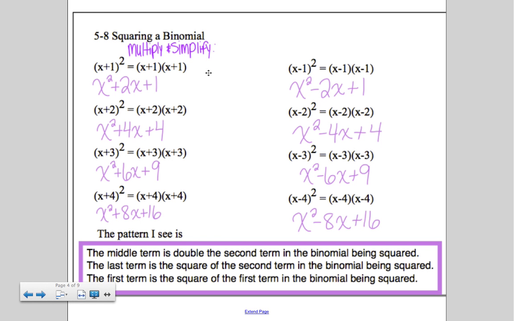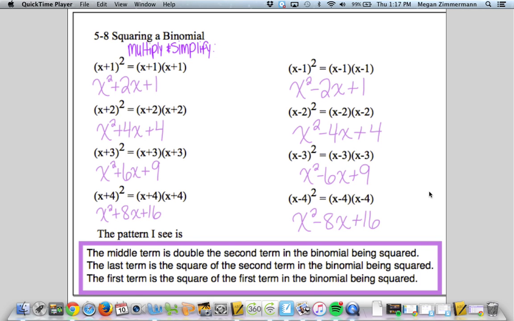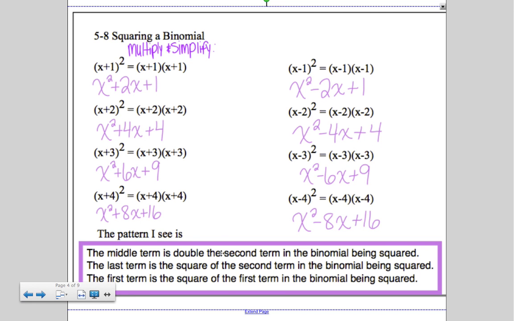Okay, so once you have it all multiplied out, x plus 1 squared is x squared plus 2x plus 1. So here's all the answers. Check your work against my answers. So what pattern do you see? You should have seen that the middle term is double the second term in the binomial being squared.